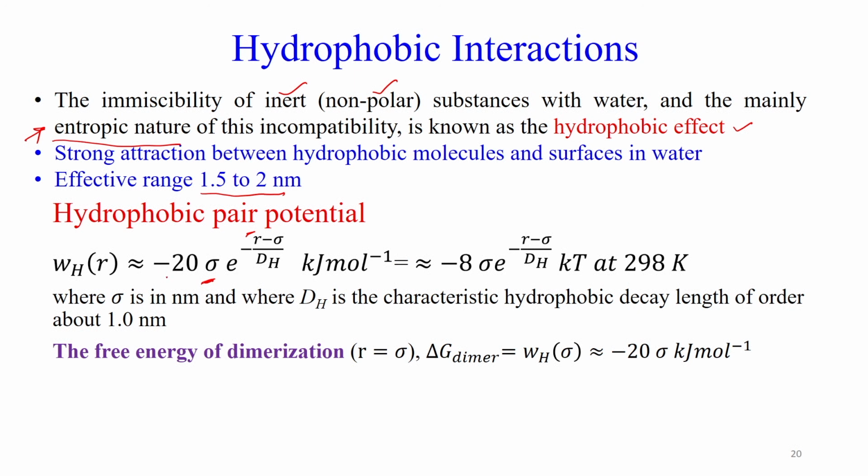So, it is defined as minus 20 sigma e to the power minus (r minus sigma) upon d_H, and d_H is the characteristic hydrophobic decay length, and a typical order is about 1 nanometer. The kilojoule per mole can also be rewritten in terms of thermal energy kT. k is the Boltzmann constant here again.